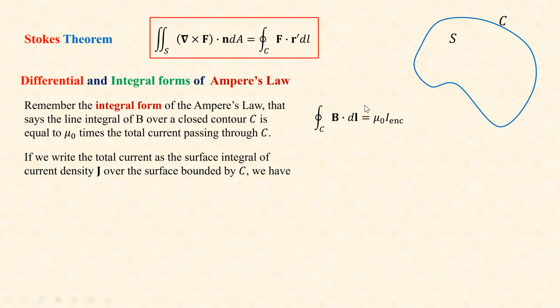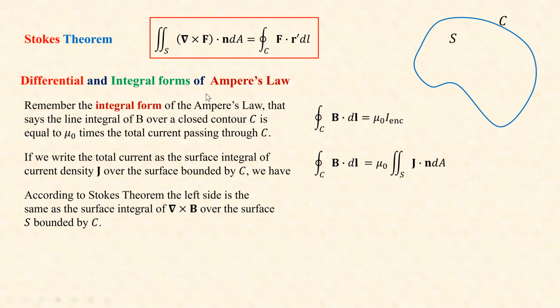So we write the current as the surface integral over that surface of J, which is the current density. Current density is current per unit area. So instead of I enclosed, we write the double integral of J dot n dA, which is the flux of current going through the surface. On the other side, the integral over the curved surface can be transferred into the integral over the surface like that.